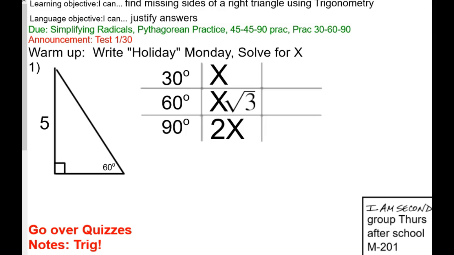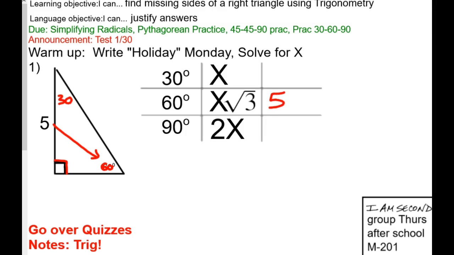On this warm-up, from our notes from Friday, we did 30-60-90 special right triangles, and here are the rules. All you have to know is how to use them. First of all, what kind of triangle is this? I see I have 90, and I have 60, so what's this going to be up here? 30. And I know one side, 5, is across from 60, so I'm going to put the 5 in the middle column where 60 is.